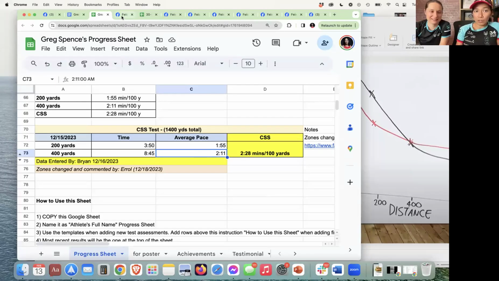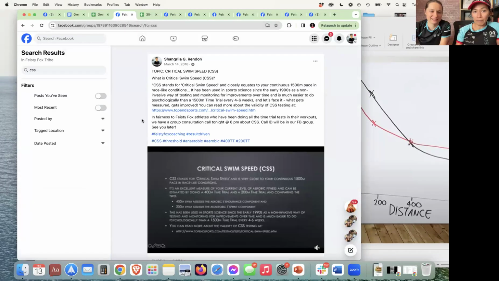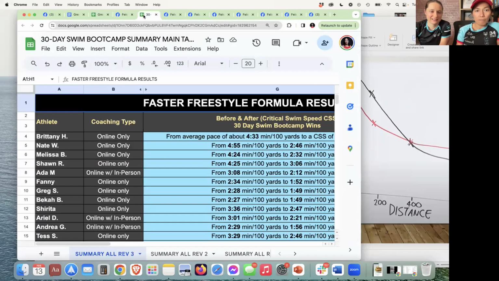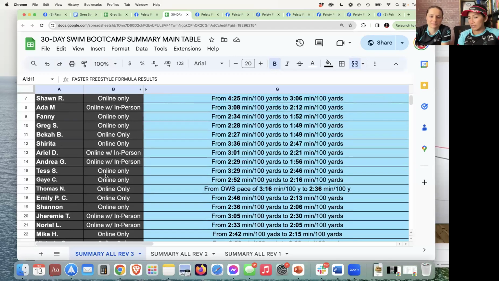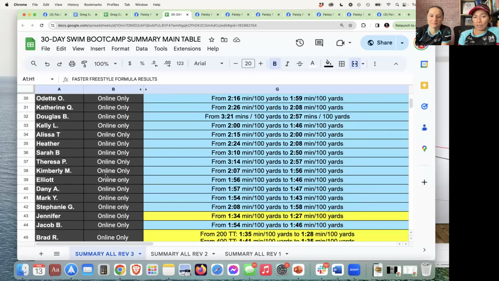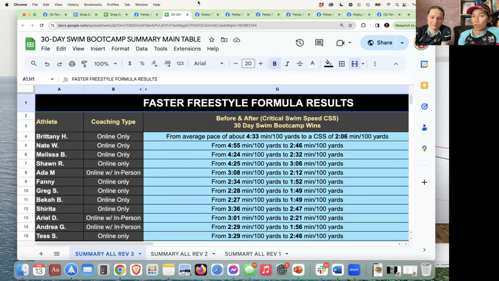That's why you guys are here, because we're going to talk more about how we did it. Because of what happened here, this is actually the master class about critical swim speed. It's for our athletes, but we track those CSS right here. When we put this data here, they took 400 yards and 200 yards. And as you can see, it's not just Greg. It's a lot of athletes who are doing it online.